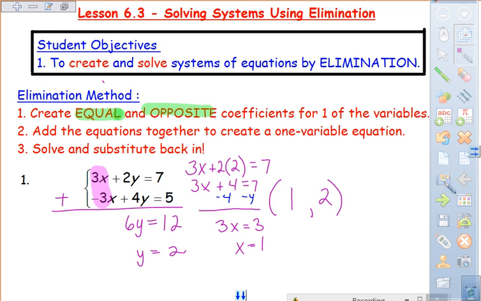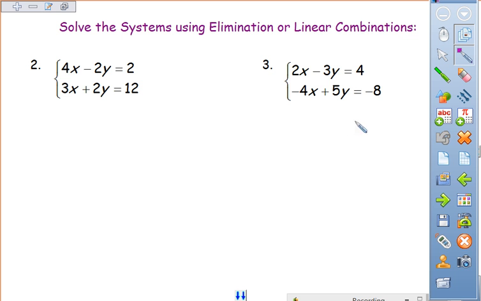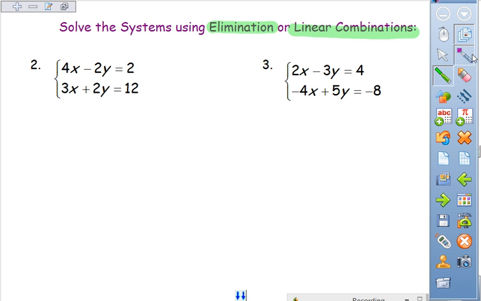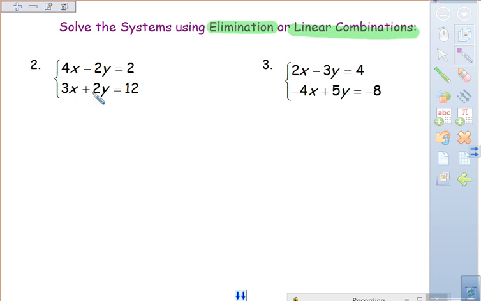Let's try some more. Solve a system using elimination or linear combination. Sometimes in a textbook or a worksheet, they will use the words linear combination and elimination interchangeably. They mean the same thing. So again, we want to eliminate either the x's or the y's, so we're looking for opposites. 4 and 3 are not opposites. Negative 2 and 2 are opposites. So these already have opposites, so we can combine them together.